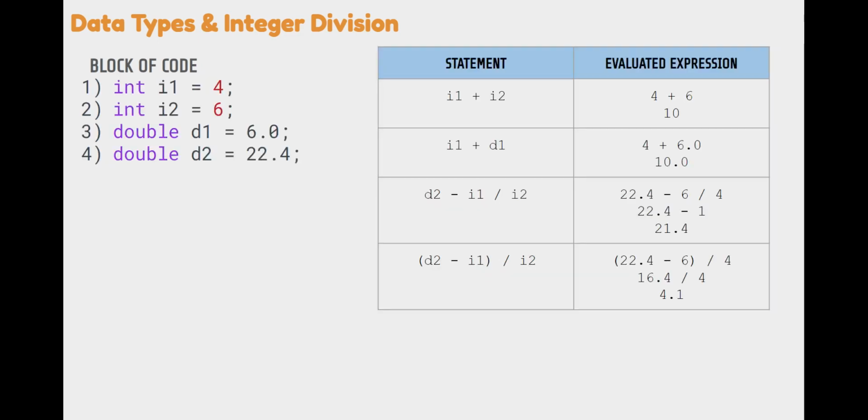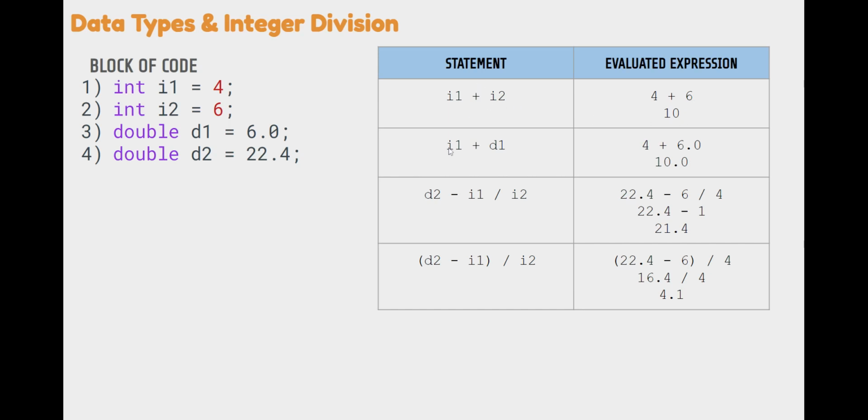So on the left, we have some variables declared, 2 integers, 2 doubles. On the right, we have some statements. And so we want to evaluate these statements using our rules that we just learned. Our first one, we have I1 plus I2, which is just the integer 4 plus the integer 6. We're going to get the answer as an integer. That's going to be the integer 10.